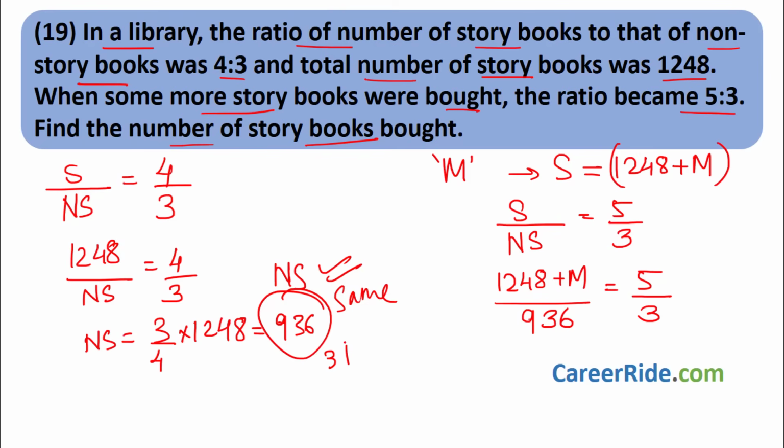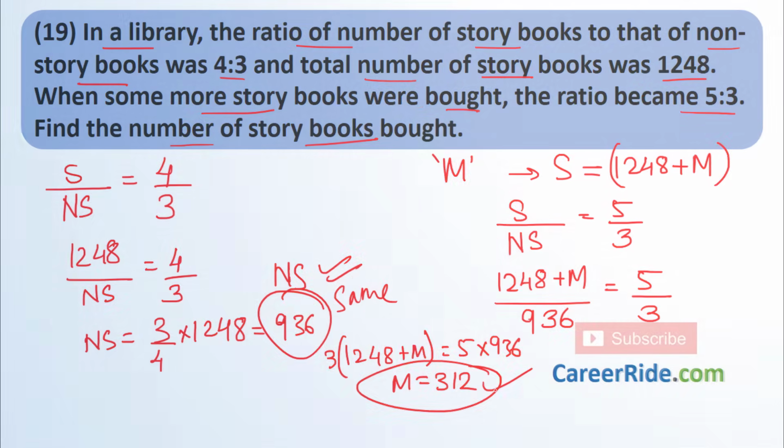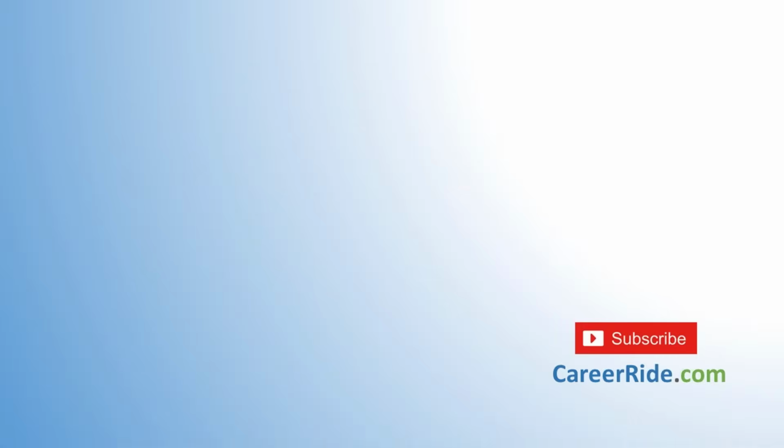So what do we get on solving? We will have 3 into 1248 plus m would be equal to 5 into 936. We will get the value of m as 312. So this is nothing but the number of storybooks that were added or bought later on. See how easy ratio and proportion was if you know the basic concept, and if you just know the small tricks of finding the actual value by assuming the factor as k. You can very easily solve sums related to ratio and proportion, and you can use it in other topics of quantitative aptitude also. With this, we come to the end of the tutorial on ratio and proportion.